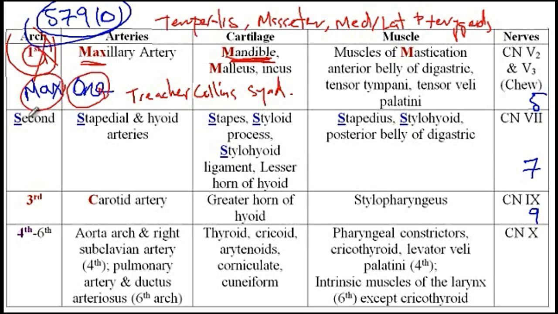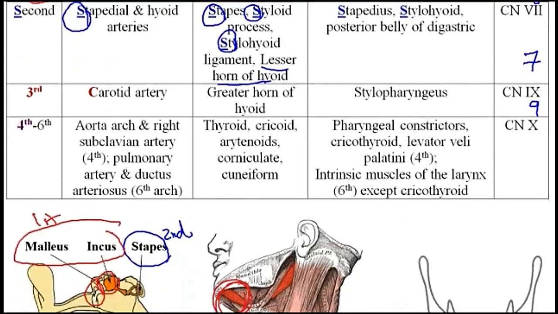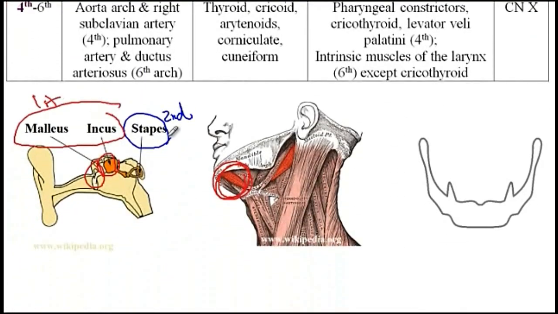Now the second branchial arch gives rise to the stapedial and hyoid arteries. It also gives rise to the stapes, styloid, and stylohyoid cartilage, as well as the lesser horn of the hyoid. So let's just go over that again. The stapes is derived from the second arch. The posterior digastric muscle is also derived from the second arch, and finally the lesser horn of the hyoid is derived from the second arch.